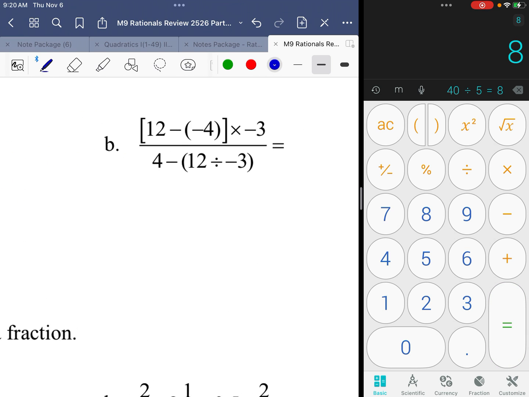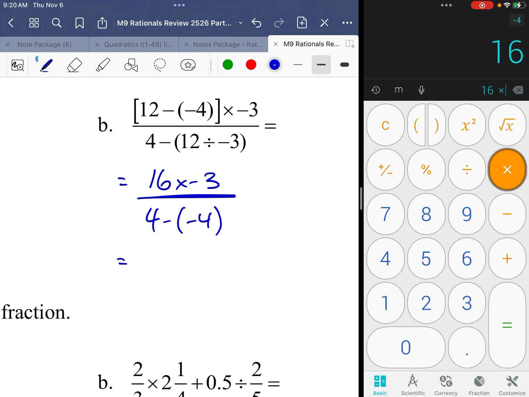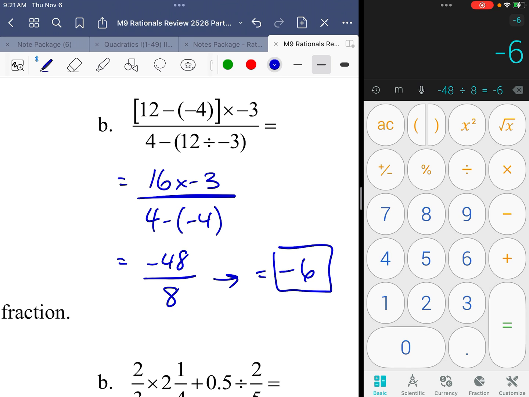All right, over here. Finish off the top set of brackets there. So 12 minus a negative 4. That's going to be 16 times negative 3. And then the denominator, 12 divided by negative 3 is negative 4. All right, 16 times negative 3, the top part, numerators give me negative 48. And 4 minus a negative 4 is 8. So negative 48 divided by 8, our answer is going to be negative 6.